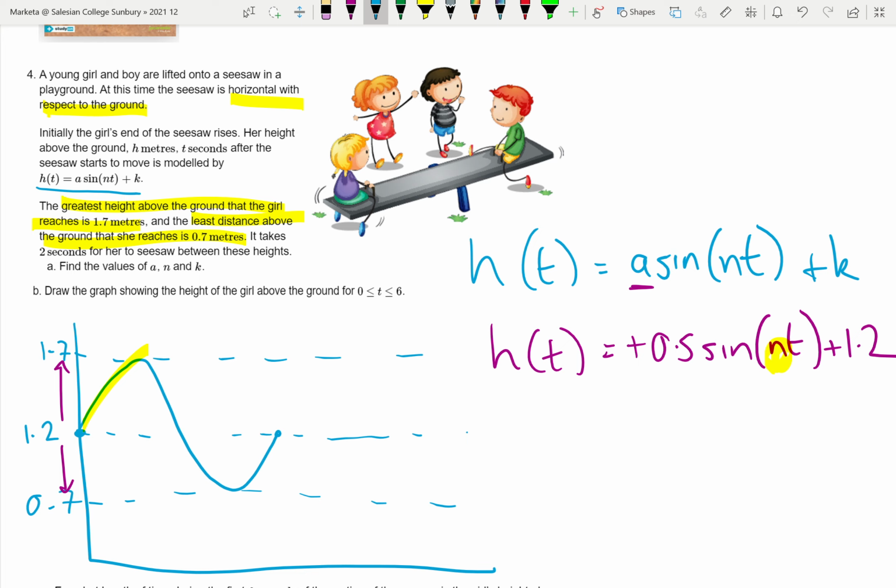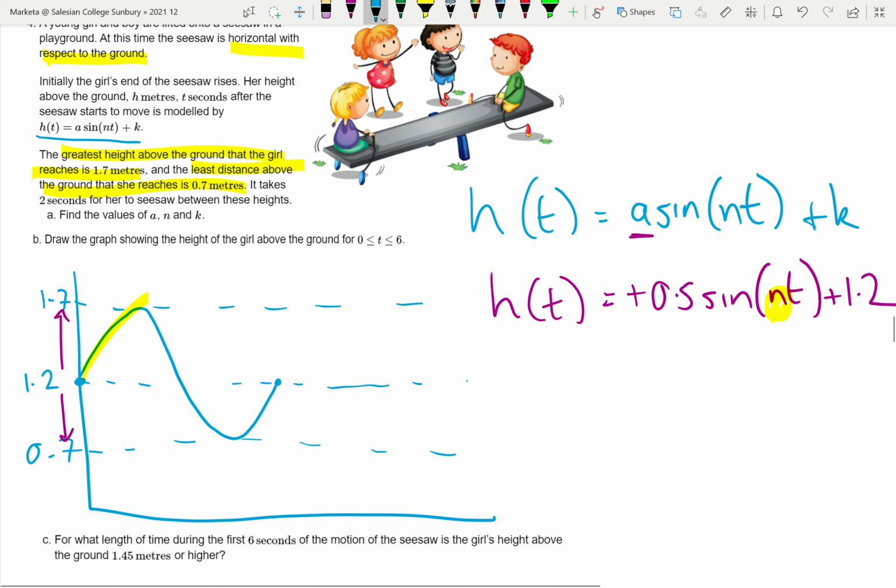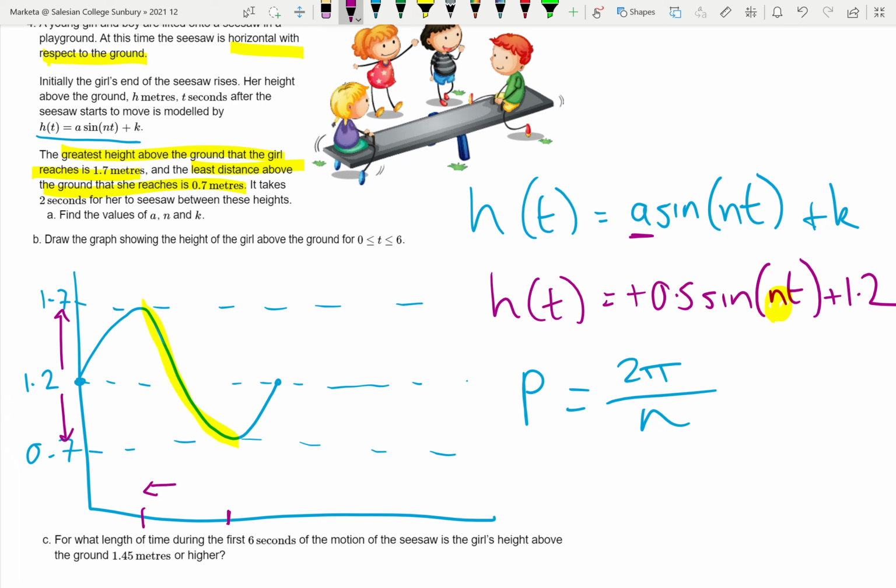And n is not the period, so be careful. The period is 2 pi divided by whatever's in front of the t. So if we want to find n, we're going to have to look at what the period is. Now, it tells us here it takes 2 seconds for her to seesaw between these heights. So be careful, because a lot of people would say that's the period, 2. No, it's not. It takes 2 seconds for her to go from the highest bit to the lowest bit. So that distance is 2 seconds.